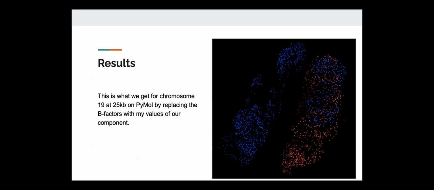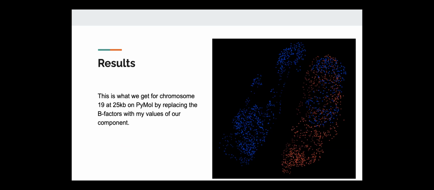Here is an example of chromosome 19 at 25 kb, a representation on PyMOL. The blue color is representing the B compartment, and the red one, the A compartment.